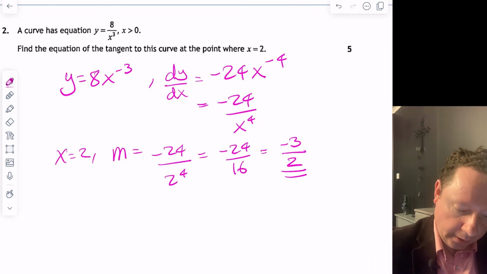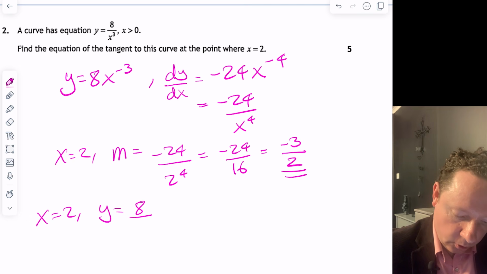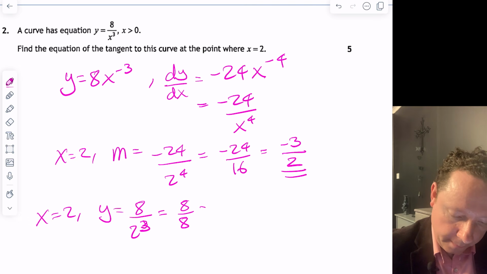So now we need a point. So when x equals 2, y equals 8 over 2 cubed. Well, that's quite nice because that's 8 over 8, which is 1. So our point is (2, 1), and we've got our gradient.